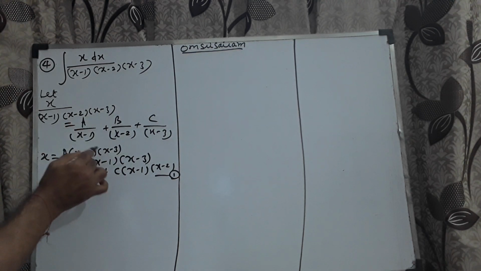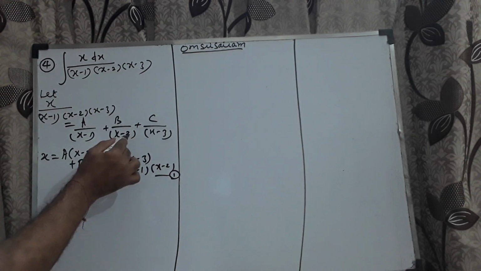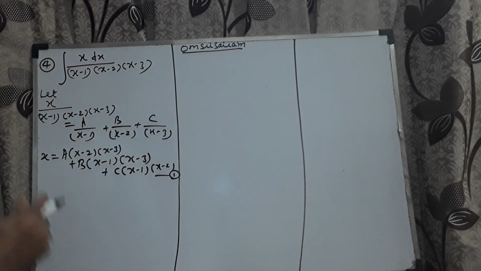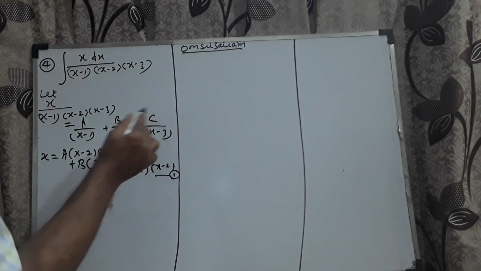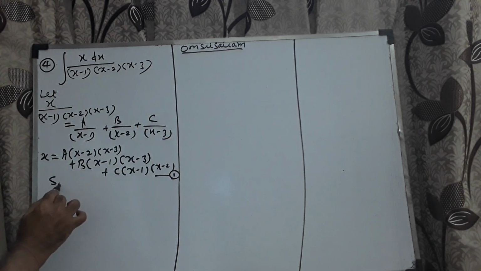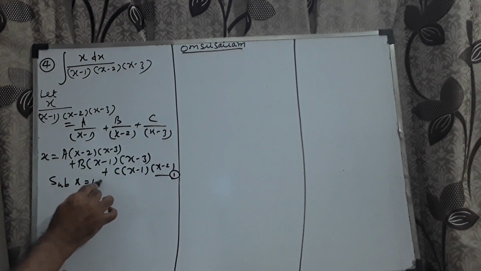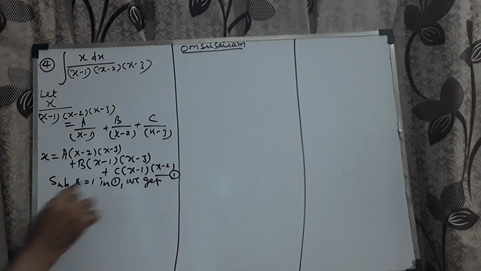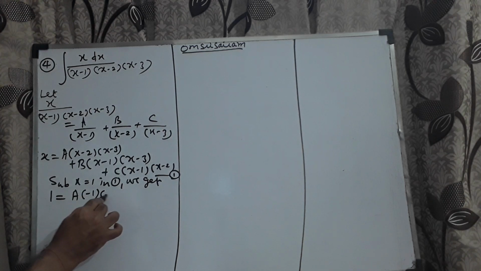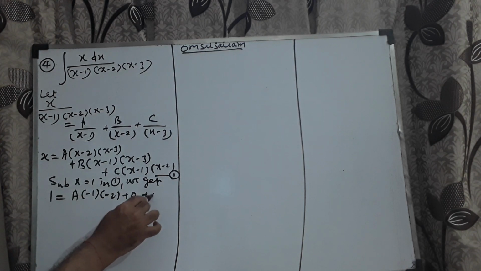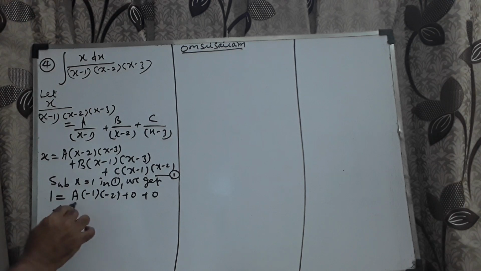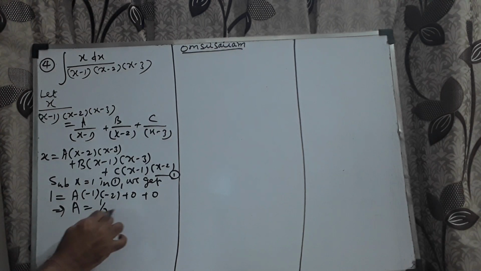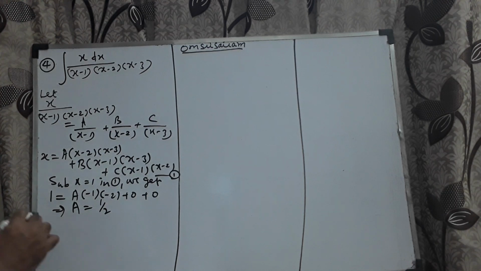Multiply and divide by (x minus 2) and (x minus 3) here, by (x minus 1) and (x minus 3) here, and by (x minus 1) and (x minus 2) here. Now substitute x equal to 1 in equation 1. What do we get? 1 is equal to a into minus 1 into minus 2 plus 0, which implies a happens to be half. 1 minus 2 is minus 1, 1 minus 3 is minus 2.